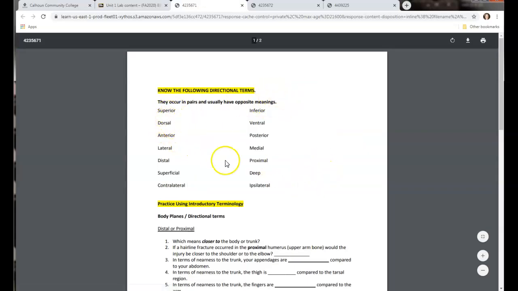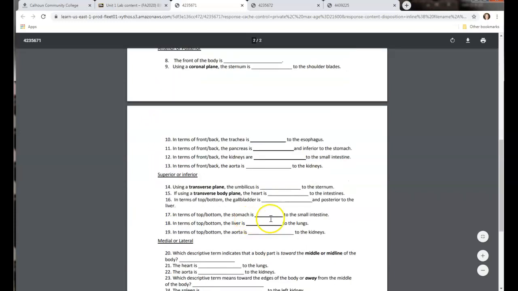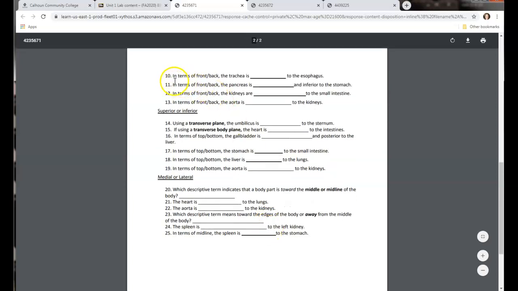So knowing top, bottom, back, front, knowing these terms, and then being able to think about the body and how you would use those terms. So in terms of front to back, the trachea is what to the esophagus? Well, the trachea is always in front of, would be anterior to, the esophagus.